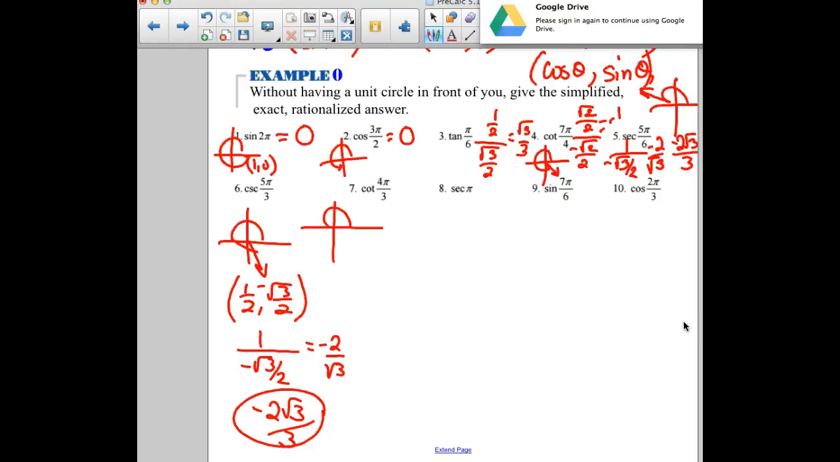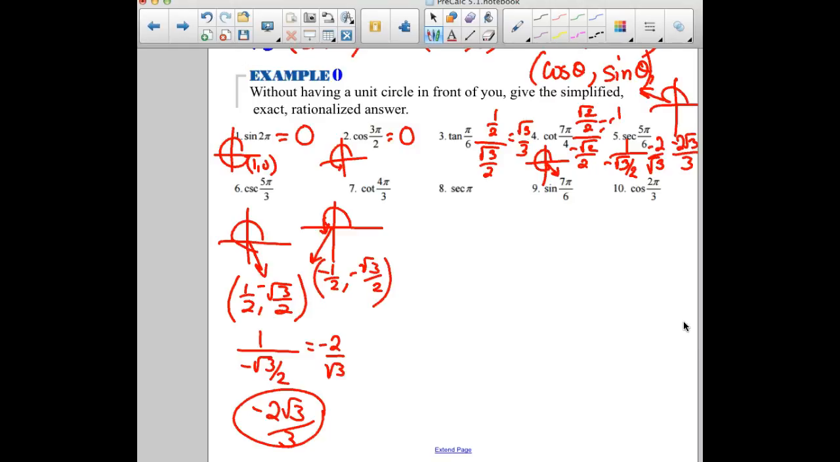All right, for cotangent of 4/3 pi, 4/3 would put us 1/3 into our third quadrant here. So again, we're looking at a pi over 3 reference angle, the same angle we have here, except both of them are negative. So negative 1/2, negative root 3 over 2.